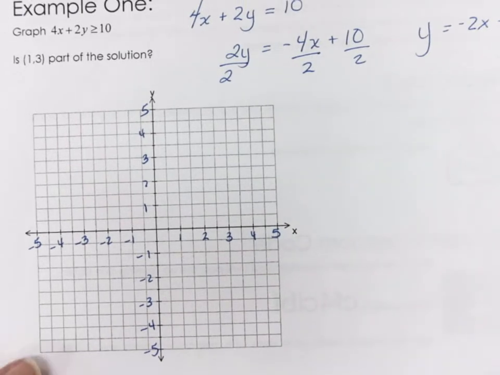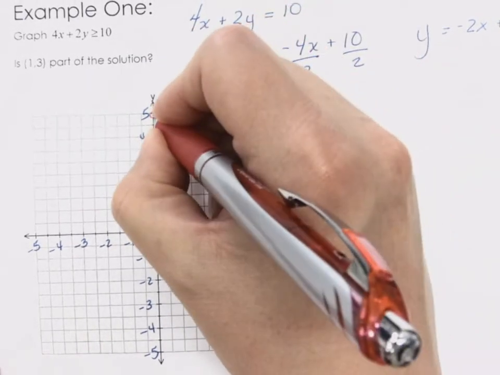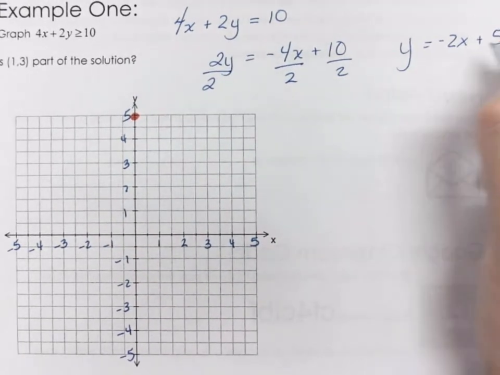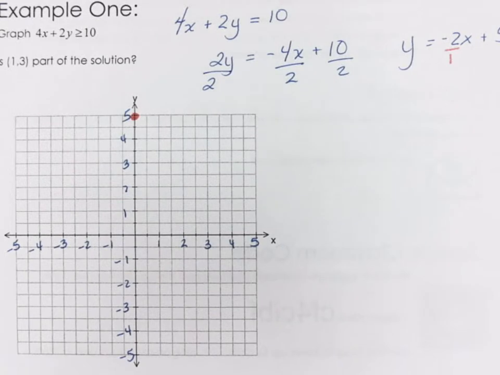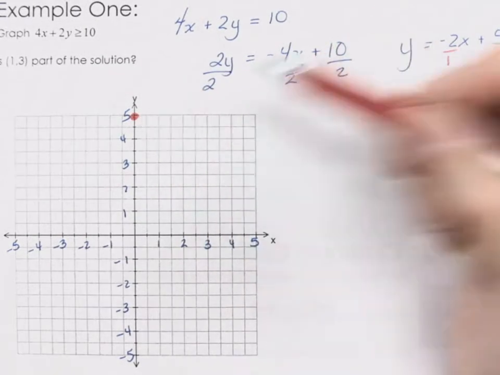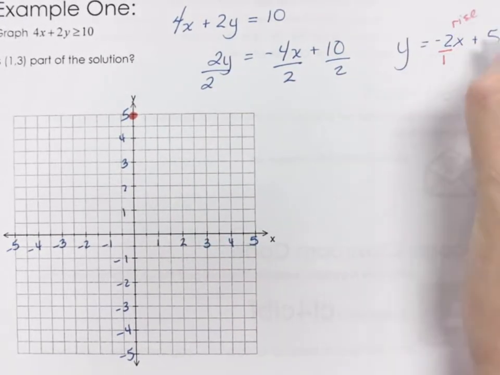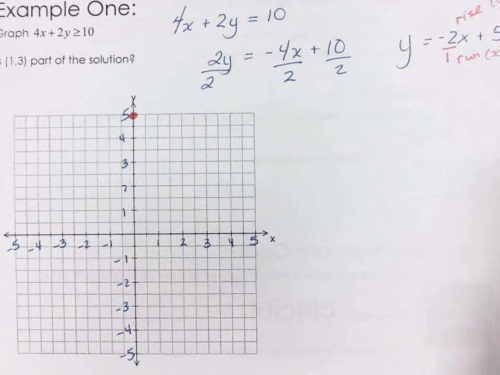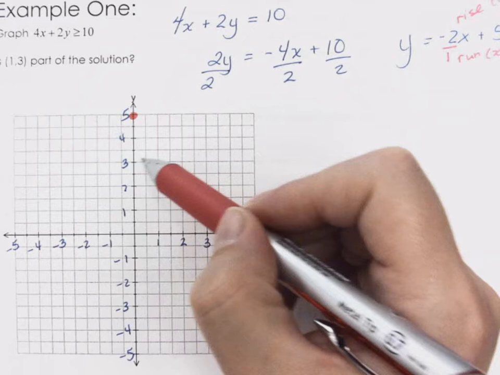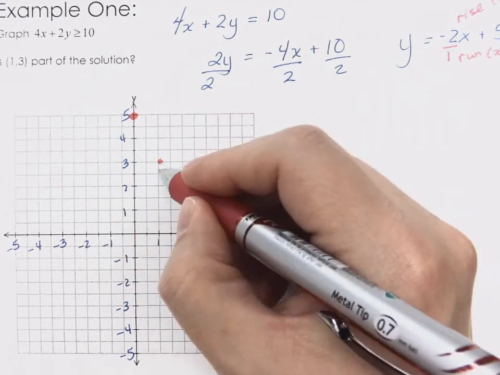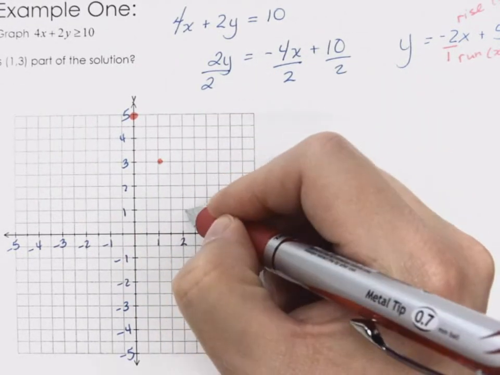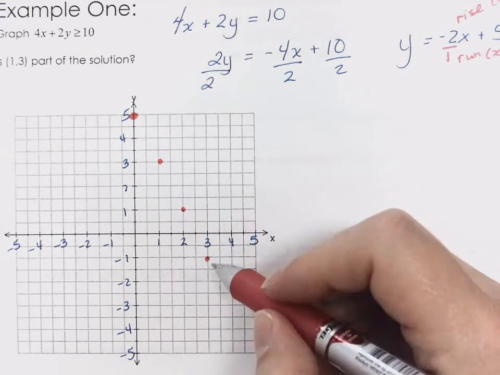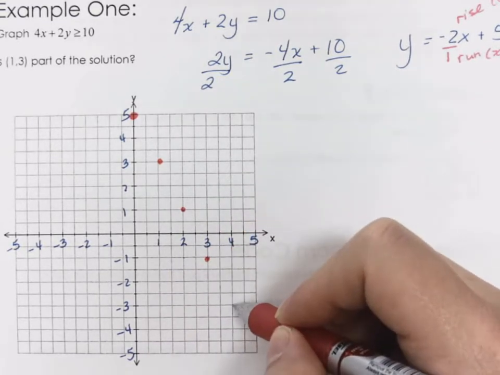Okay, so now I'm going to graph this. So I have a y-intercept of 5, so way up at the top there. And then my slope is negative 2, but it's negative 2 over 1. So that means, because it's rise over run, it's y values first and then x values. So I'm going to go down 2 over 1, down 2 over 1, down 2 over 1, down 2 over 1.